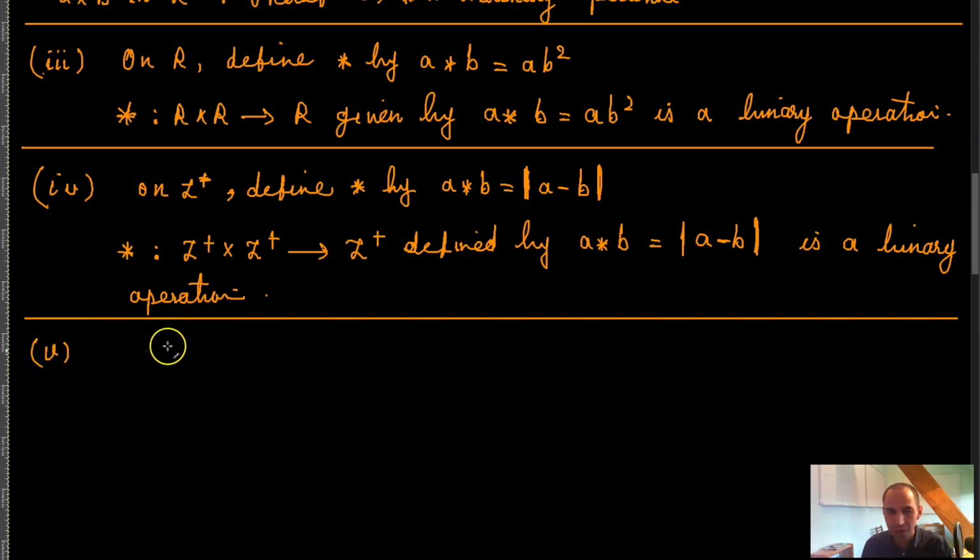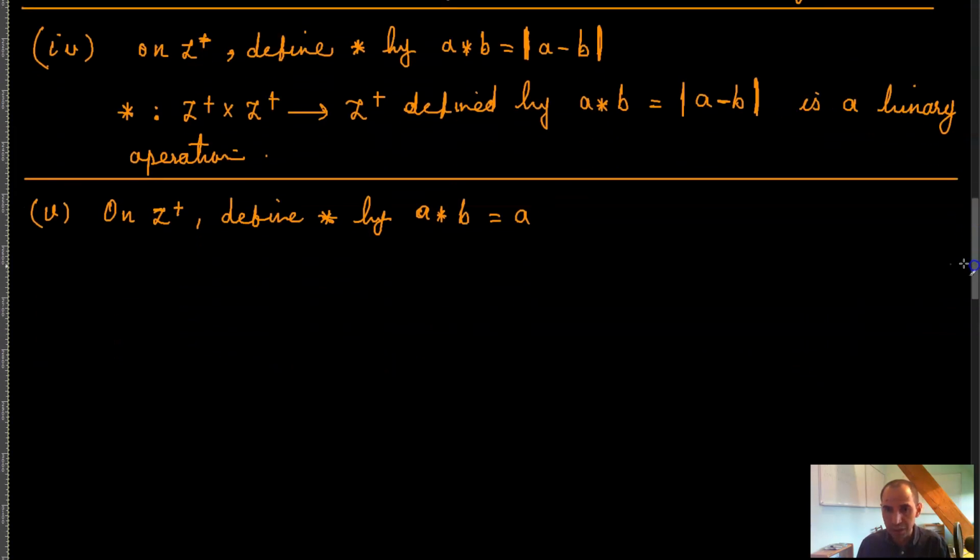Number 5 is on Z plus, you want to define star by A star B is equal to A. So of course any two A and B belonging to the set of positive integers that you take, in any case A is going to belong to the set of positive integers, and A star B is going to be equal to A always, right?